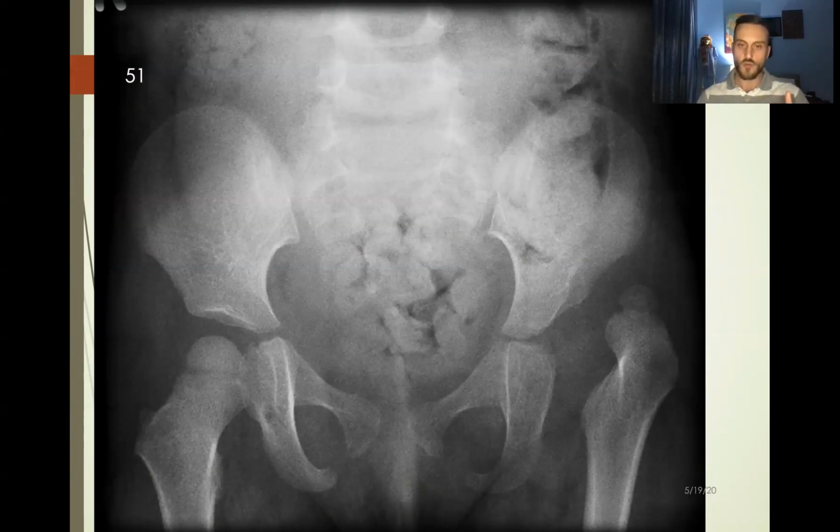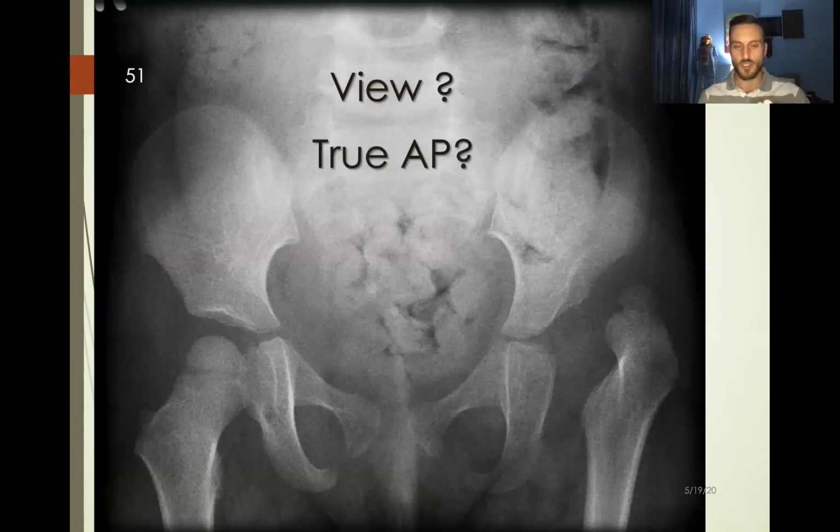The first thing to do, what's the view? It is AP. But is it true AP or not? What's true AP? You have to make sure that there is no tilting or rotation. How to know? We look at the level of the iliac wings, level of the triradiate cartilage, and the ischium, okay? So by this, we know that there is no tilting. What about the rotation? Look for symmetry. So we look at this iliac wing and the other one. If I'm talking fast, you can pause the video and go back slowly.